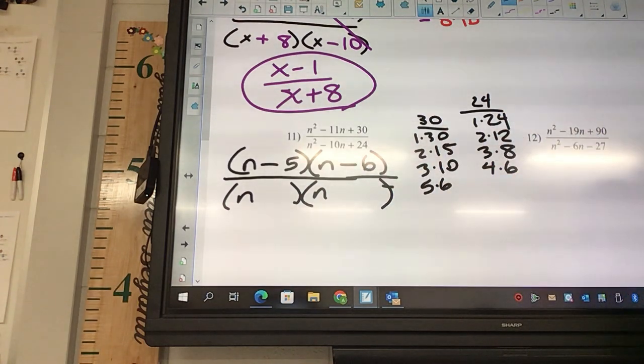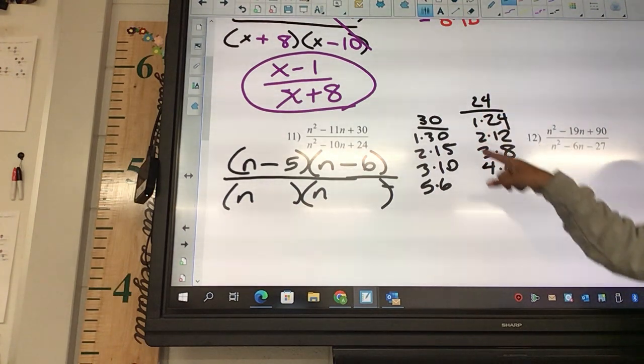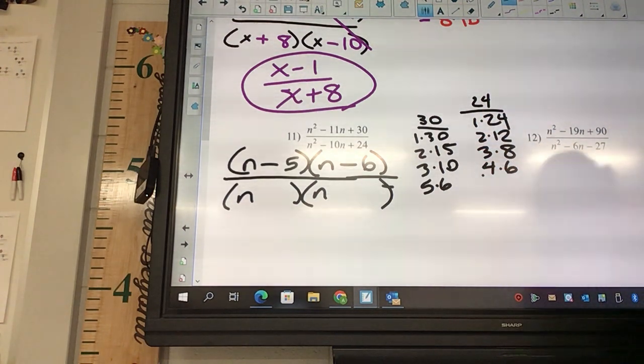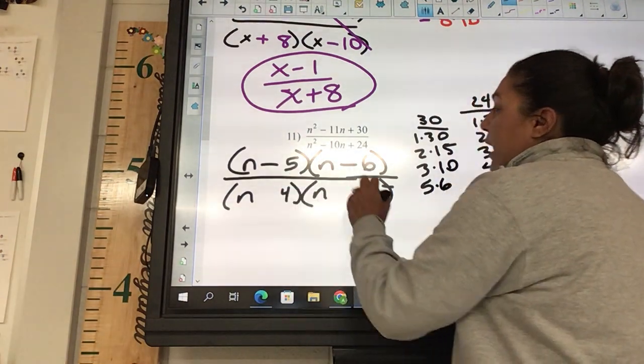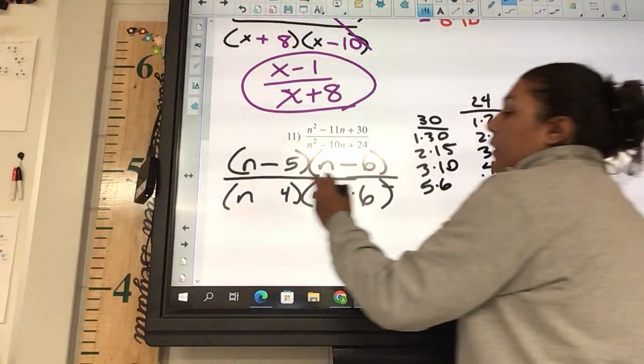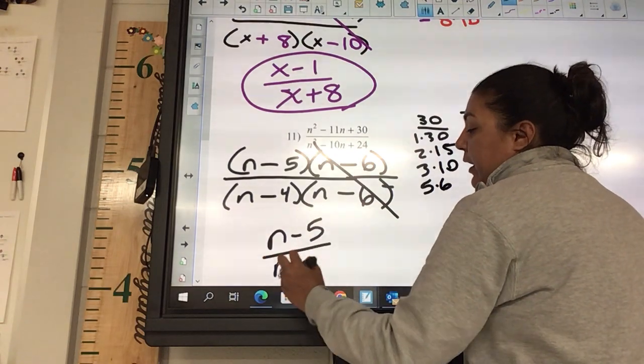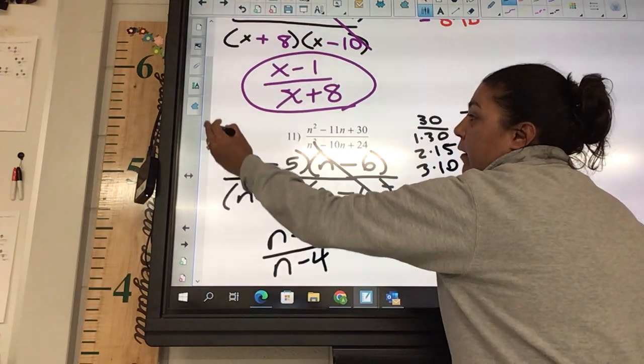Okay, so again, we're looking for something with either a 5 or a 6. So which group are we gonna use? Which one of these has a 5 or a 6 in it? The 4 and 6. So it's gotta be the 4 and 6. Okay, and I'm trying to get a negative 10. Minus, minus. Okay, so I'm gonna get n minus 5 over n minus 4.